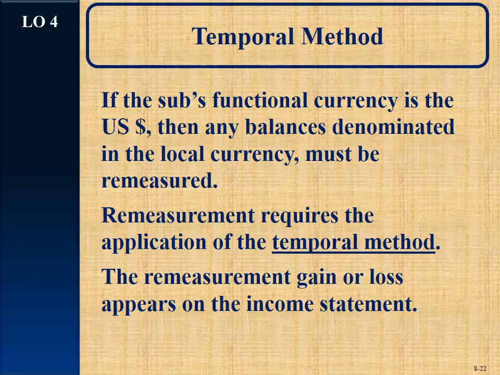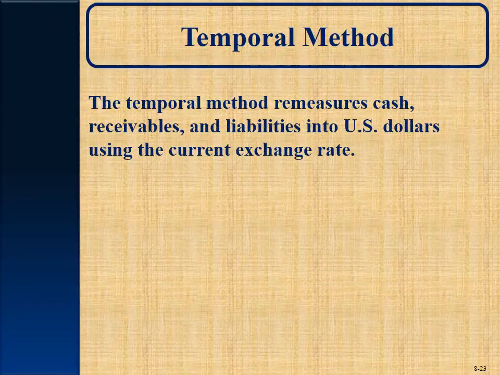What if you use the temporal method? So if the subsidiary's functional currency is the US dollar, then any balances denominated in the local currency must be remeasured. Remeasurement requires the application of the temporal method. The remeasurement gain or loss goes on the income statement. Different approach. So let's take a look at how we would calculate this. First of all, the temporal method remeasures cash, receivables, and liabilities into US dollars using the current exchange rate.